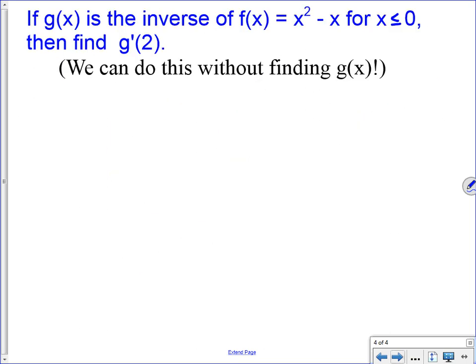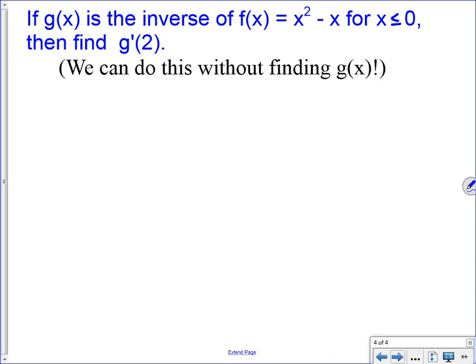Let's look at another example that's a little more complicated. If g of x is the inverse of f of x, which equals x squared minus x for x less than or equal to 0, then find g prime of 2. We can do this without actually finding g of x, which would be a little tricky here, because to find g of x, we'd have to take f of x, switch x and y, and solve for y. And that would get a little tricky with this particular function. So instead we want to use our rule.